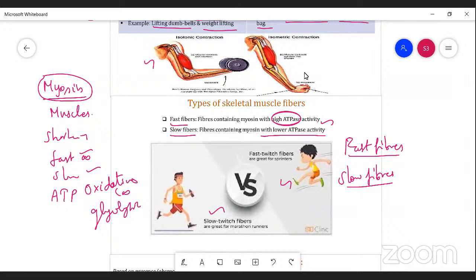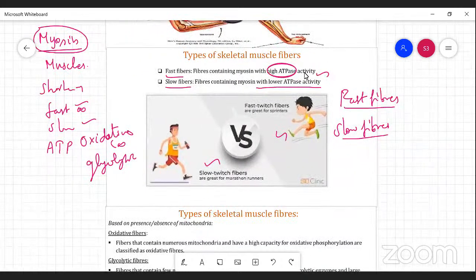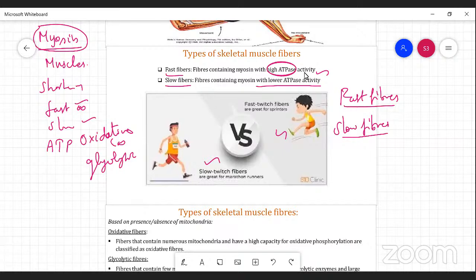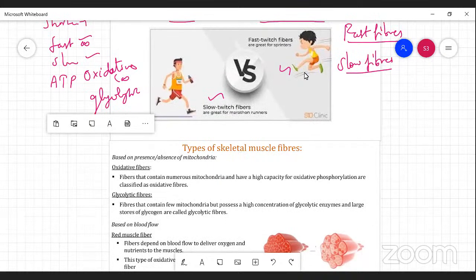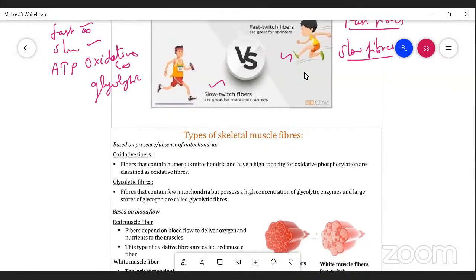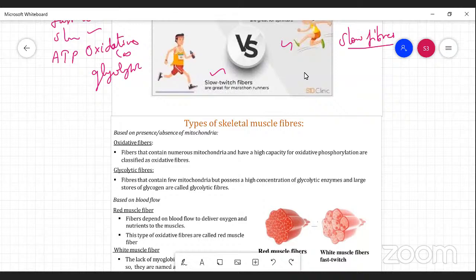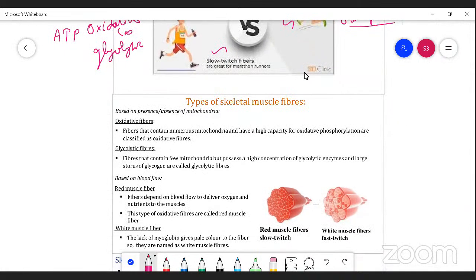Types of the muscle fibers. Another type based on that. The skeletal muscles are classified into different types based on different characteristics. First, based on the length of the muscle as well as the tension of the muscle fibers, the contraction is classified into two types. That we discussed. Second, based on the presence of the myosin and the production of the ATP molecules, the muscle fibers are classified into two types: one is the fast muscle fiber, second one is the slow muscle fiber.